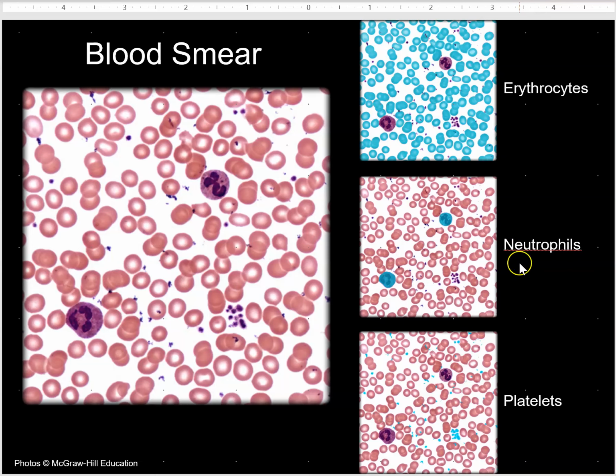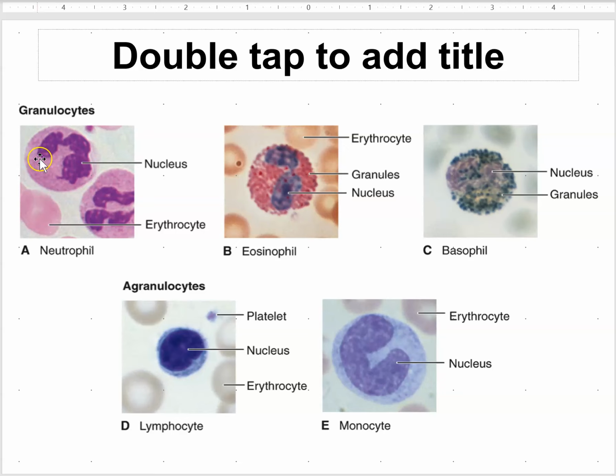Leukocytes are of 2 types. If you look at the leukocytes, you can have granulocytes and agranulocytes. Granulocytes include neutrophils, eosinophils, and basophils. Or, just remember Uncle Ben's grainy rice: basophil, eosinophil, and neutrophils.